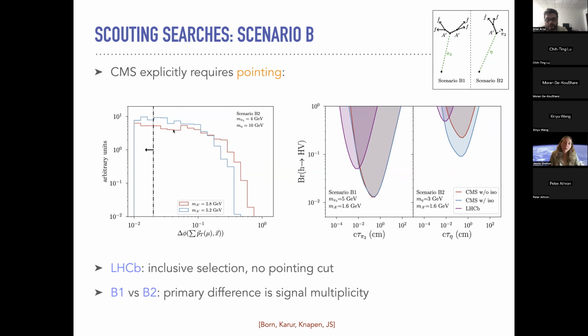It also lets in more background. The degree to which that cut can be relaxed is something that will depend on the mass and the lifetime bin you're sitting in, and can presumably claw back quite a bit of reach here. The main difference between scenario B1 and B2 is, again, the signal multiplicity. And so you can see that, again, this is getting harder and harder as the number of signal events is going down.